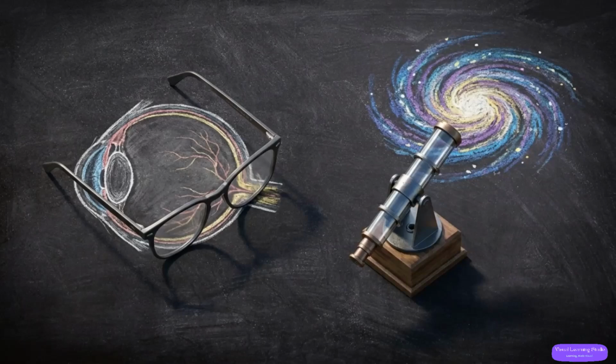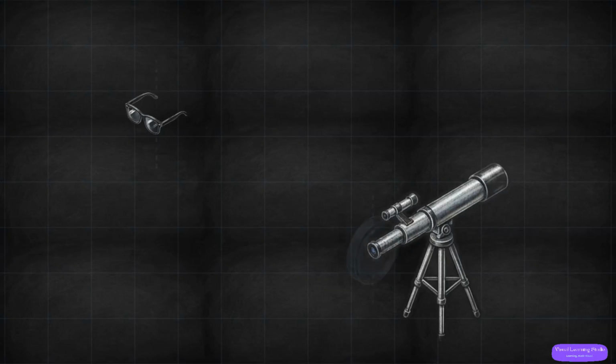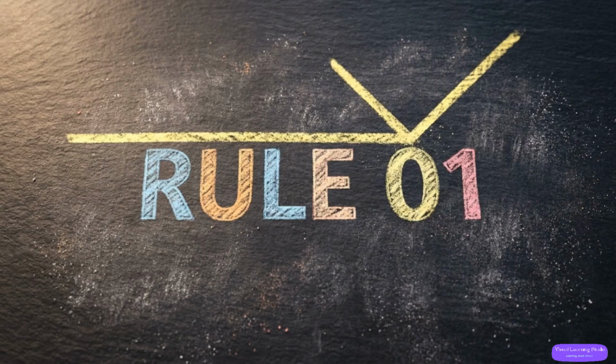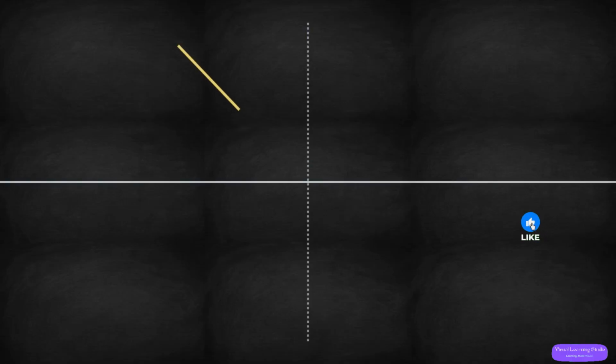Your glasses correcting blurry vision, or a telescope pulling a distant galaxy into focus, these are simply the result of light following a few strict geometric rules. The most basic rule is reflection. When light bounces off a surface, the angle it hits exactly matches the angle it leaves.